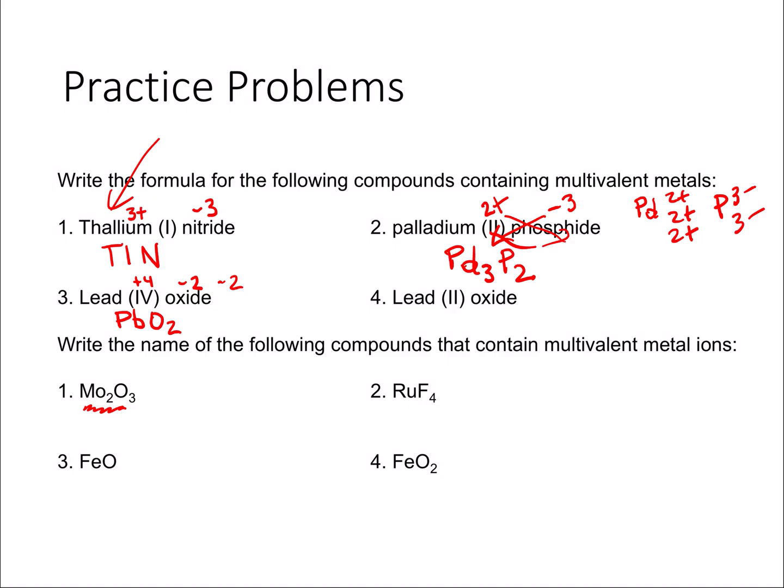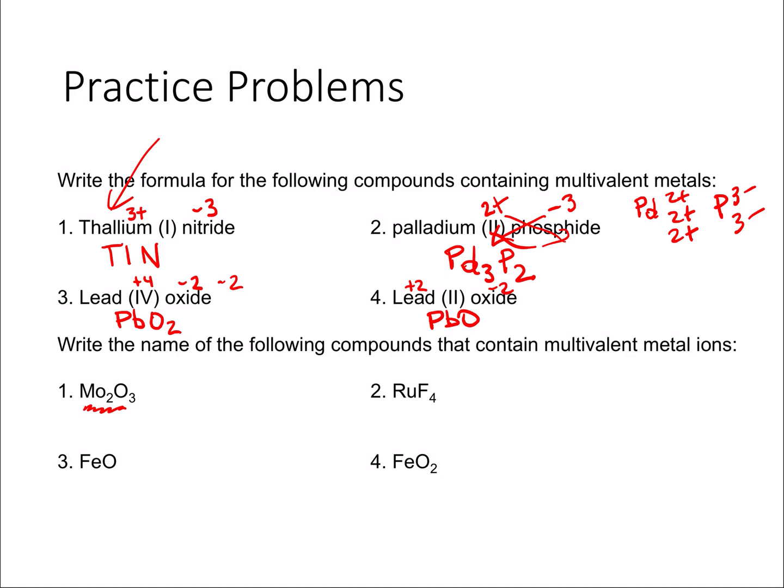Now, along comes lead 2, a different oxidation state of lead. We know that this is +2 and this is -2. So you notice these formulas, one is PbO2 and one is PbO. Okay, different recipe, different proportions.